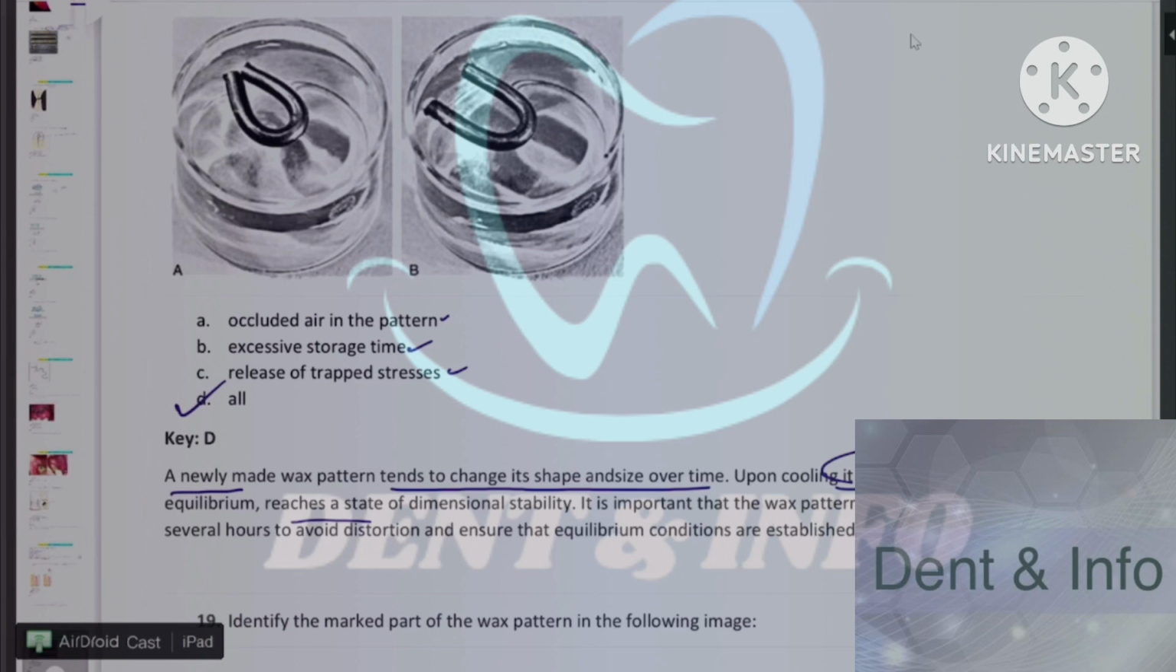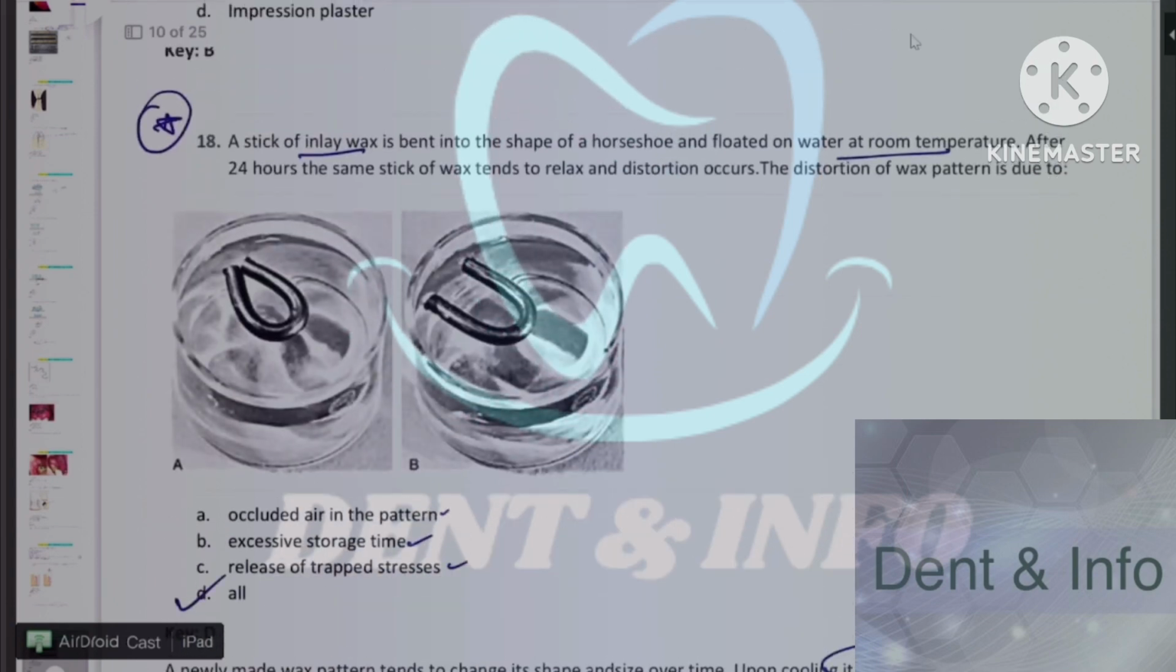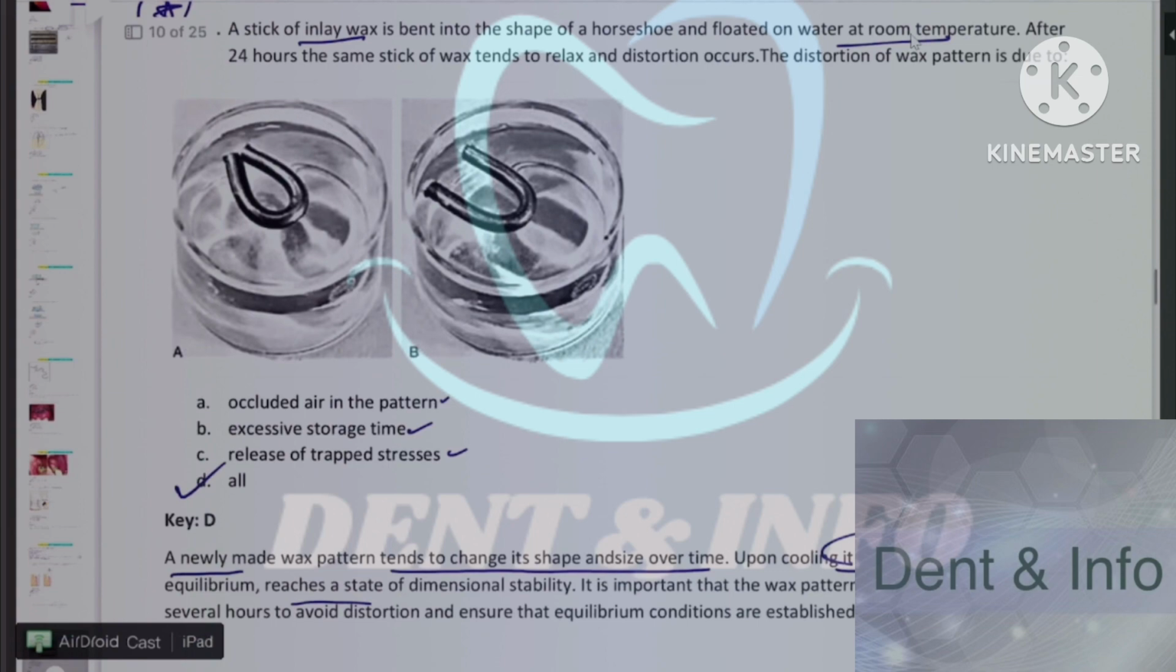Question was, what will happen after 24 hours? Will it change the shape? Will it not change the shape? And so on. Okay, you have seen the 2023 paper.